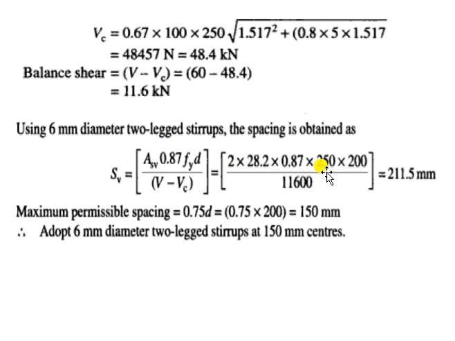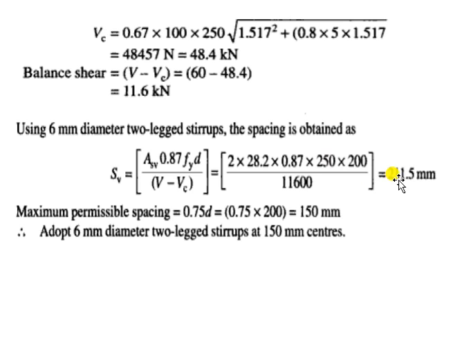Then 0.87 into 250 into 200 divided by 11,600. Here 11,600 is in terms of newton, converted from kilonewton, and this small d is the effective depth. 250 minus 50, overall depth minus cover thickness, we get effective depth equal to 200.